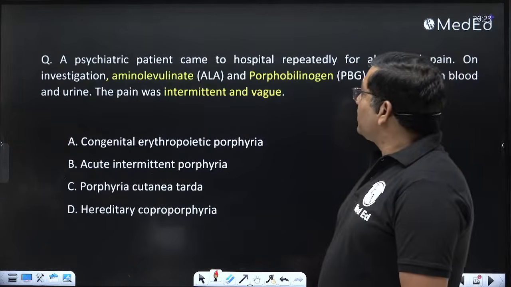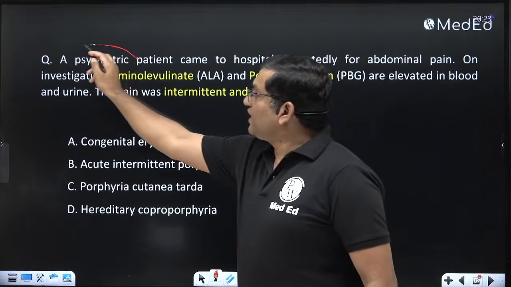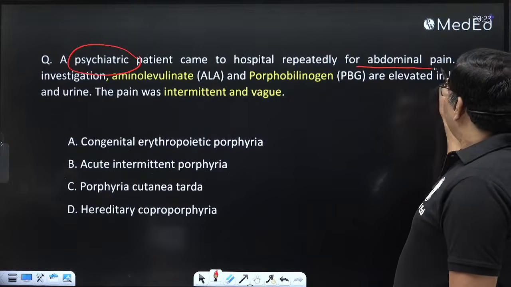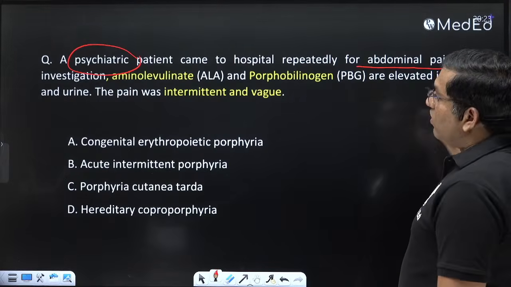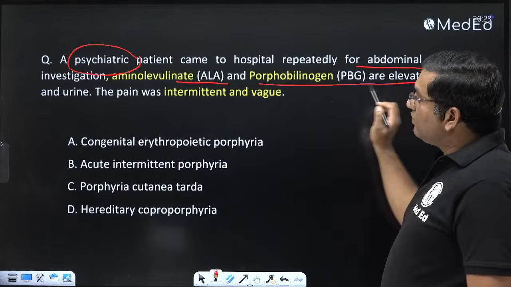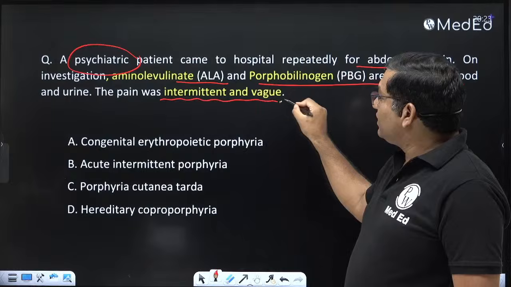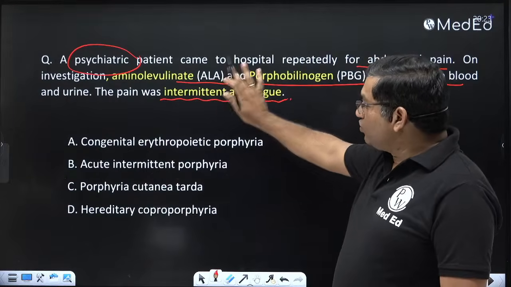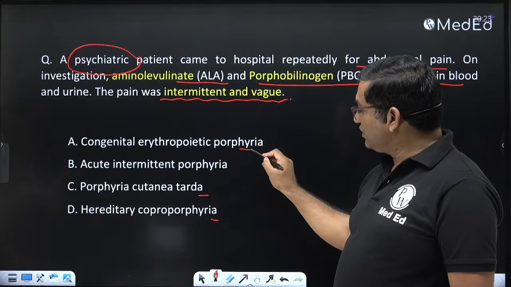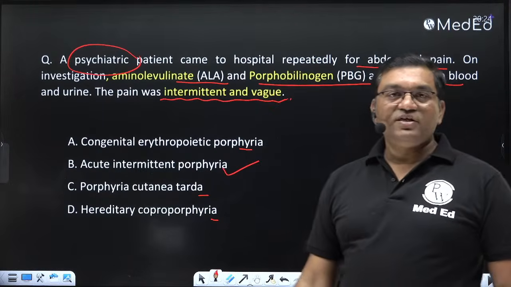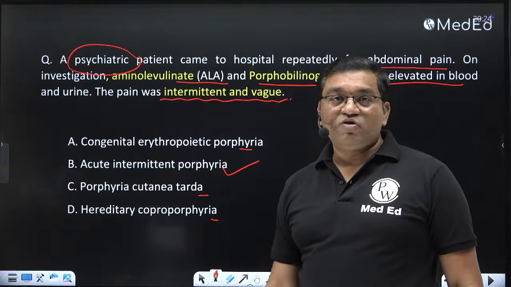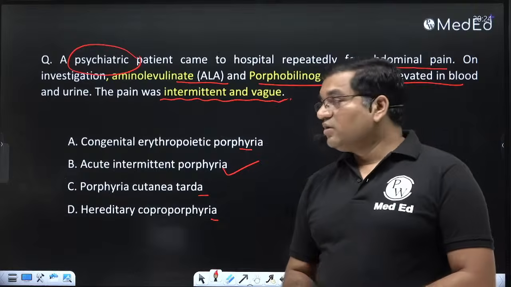A psychiatric patient came to the hospital. Psychiatric means neurological manifestation. The patient came repeatedly for abdominal pain. On investigation, ALA, aminolevulinic acid, and porphobilinogen are elevated in the blood and urine. The pain was intermittent and vague. What is the diagnosis? There is no photosensitivity. Here the answer is acute intermittent porphyria, with excretion of ALA and porphobilinogen in the urine. Abdominal pain, neurological manifestations.